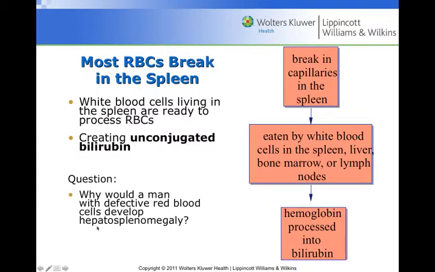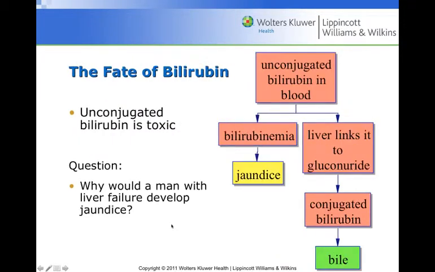And they offer you a question: why would a man with defective red blood cells develop hepatosplenomegaly? So hepato is liver and splen is spleen. So these are areas where red blood cells are broken down. So if this individual has defective red blood cells, they're going to be broken down to a greater extent, causing these organs to become bigger. This megaly means the organs have gotten larger.